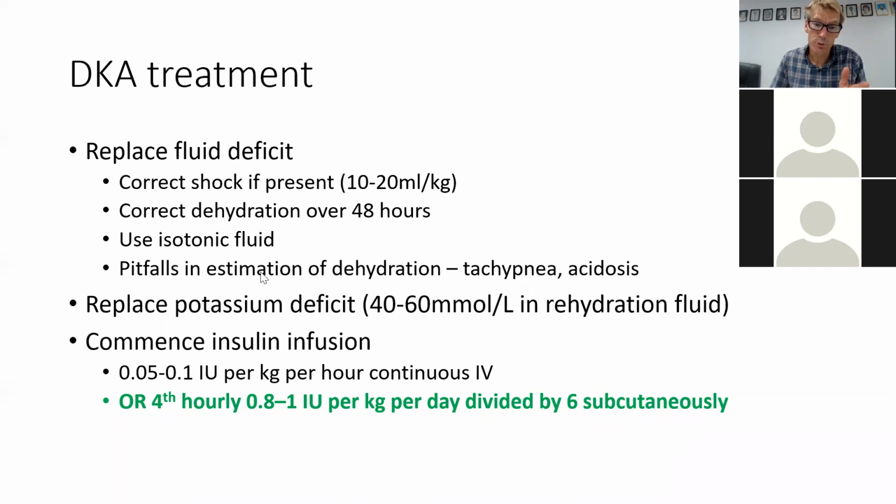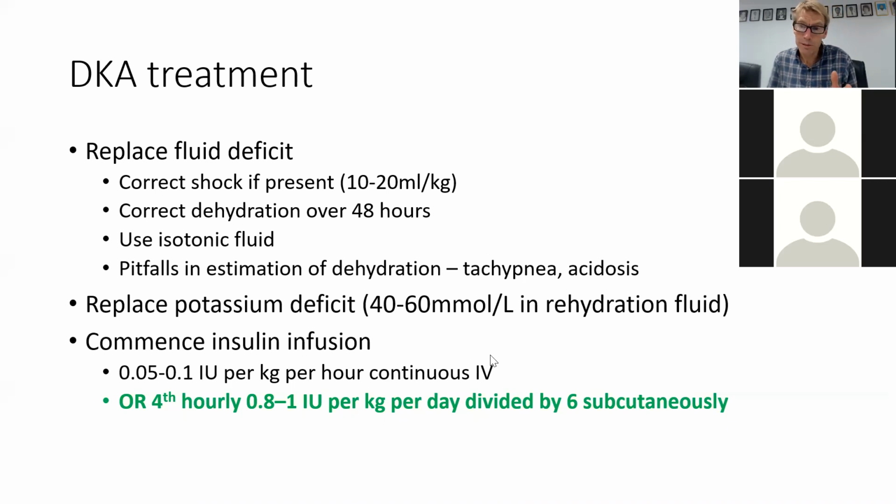Now, as I said, there are pitfalls in estimating the degree of dehydration. Just because a child's severely acidotic and tachypneic doesn't mean they're very dehydrated. Usually they're quite dehydrated and you need to correct their severe dehydration, but don't keep giving them boluses of fluid because of the risk of cerebral edema.